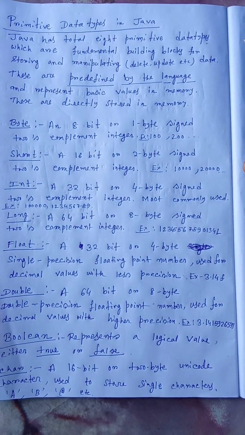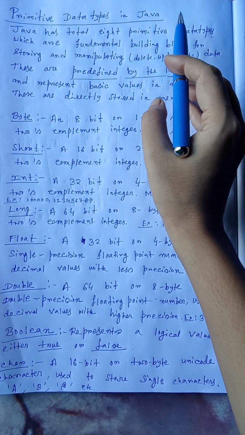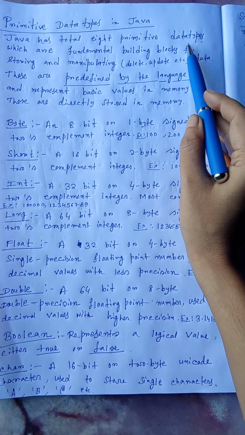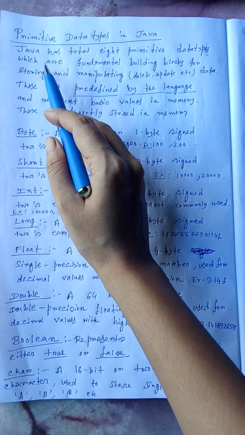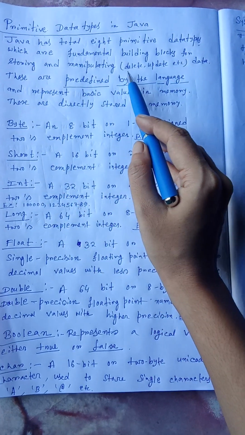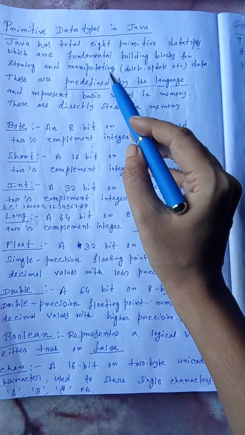Hello dear students, this class is about primitive data types in Java. Java has a total of 8 primitive data types, including both numeric and non-numeric, which are fundamental building blocks for storing and manipulating data. We need to store data to work on them.